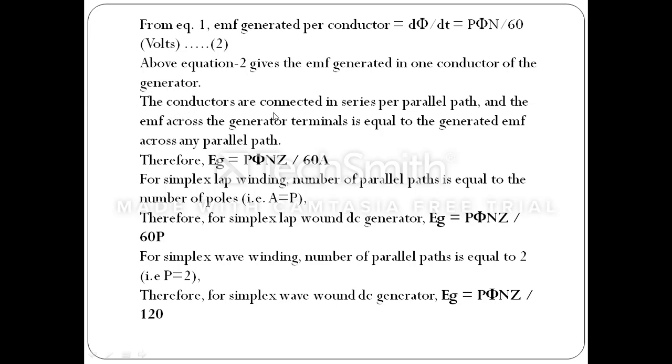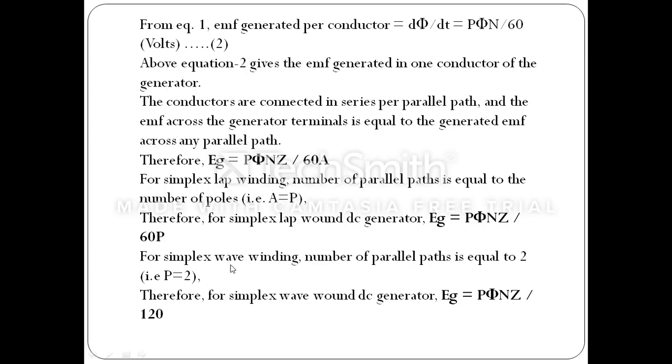The conductors are connected in series per parallel path, and the EMF across the generator terminal is equal to the generated EMF across any parallel path. Therefore, generated EMF, that is Eg, is equal to P phi N Z divided by 60 A. For simplex lap winding, the number of parallel paths is equal to the number of poles, that is A is equal to P. That's why for a simplex lap wound DC generator, Eg is equal to P phi N Z divided by 60 into P, where A is equal to P.